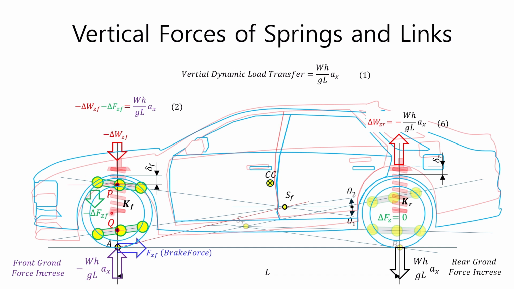Consequently, since the vertical dynamic load transfer is constant, if the force acting on the front links in the front suspension increases, the force acting on the front spring decreases, and conversely, if the force acting on the front links decreases, the force acting on the front spring increases. However, in the rear suspension, since no force acts on the rear suspension links, the force acting on the rear suspension links is zero, and force acts only on the rear spring.